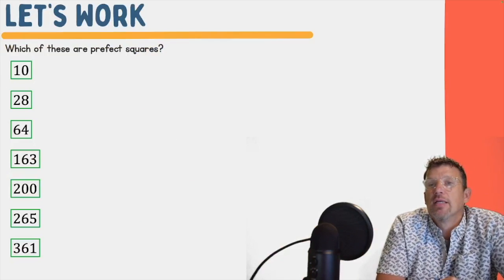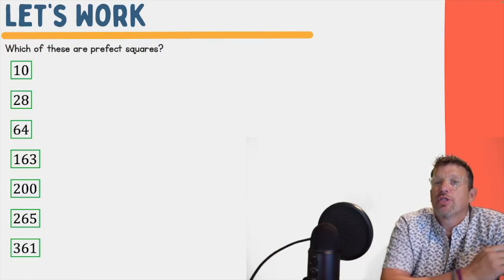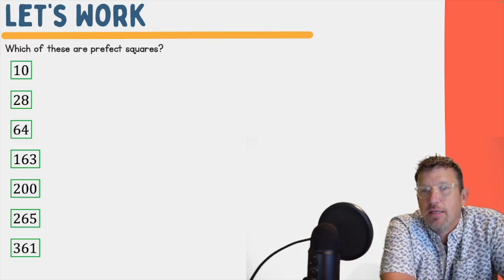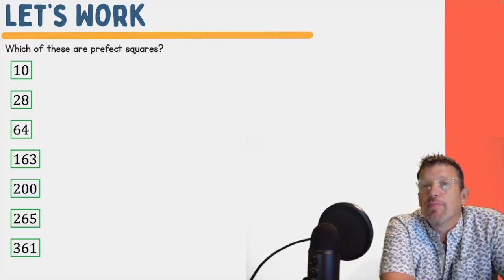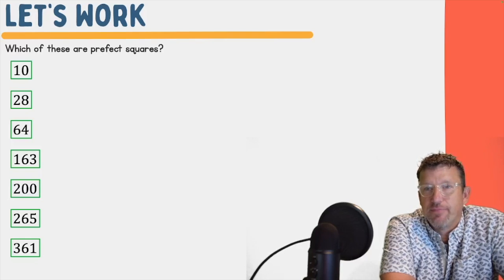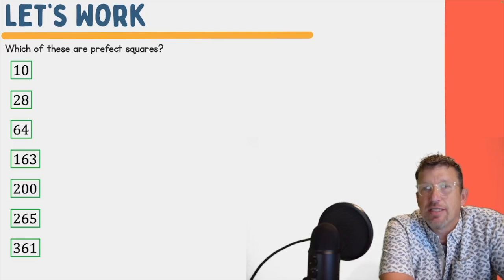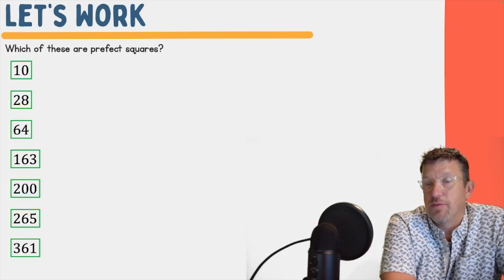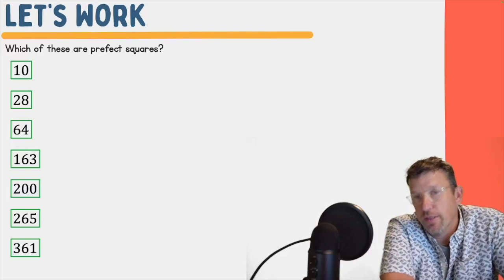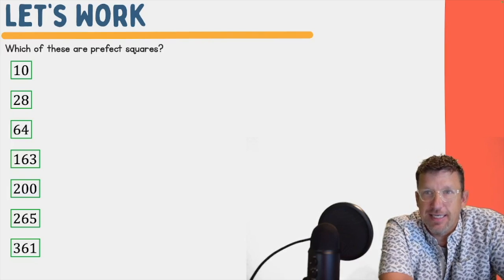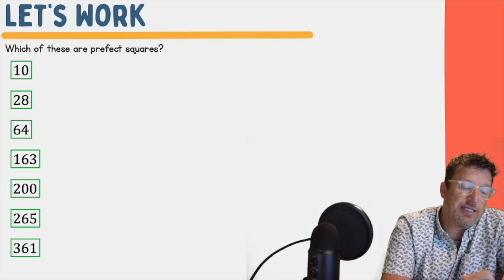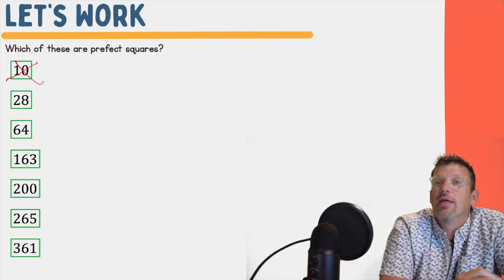All right. So this is a little bit of a review, but let's make sure we understand what perfect squares are. Perfect squares are the numbers that came about by multiplying a whole number by itself. So let's look at 10. What times itself equals 10? Well, let's start with our smallest whole numbers. 1 times 1 is 1. 2 times 2, 4. 3 times 3, 9. We're getting close. 4 times 4, 16. So there isn't a whole number that multiplies together to equal 10, so it is not a perfect square. Okay? What about 28?